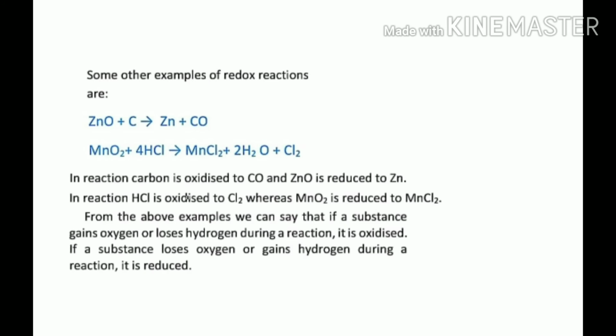From the above examples, one can say that if a substance gains oxygen or loses hydrogen during a reaction, it is said to be oxidized. While if a substance loses oxygen and gains hydrogen during a reaction, it is said to be reduced. So that is the difference between oxidation and reduction, and this is what a redox reaction is.